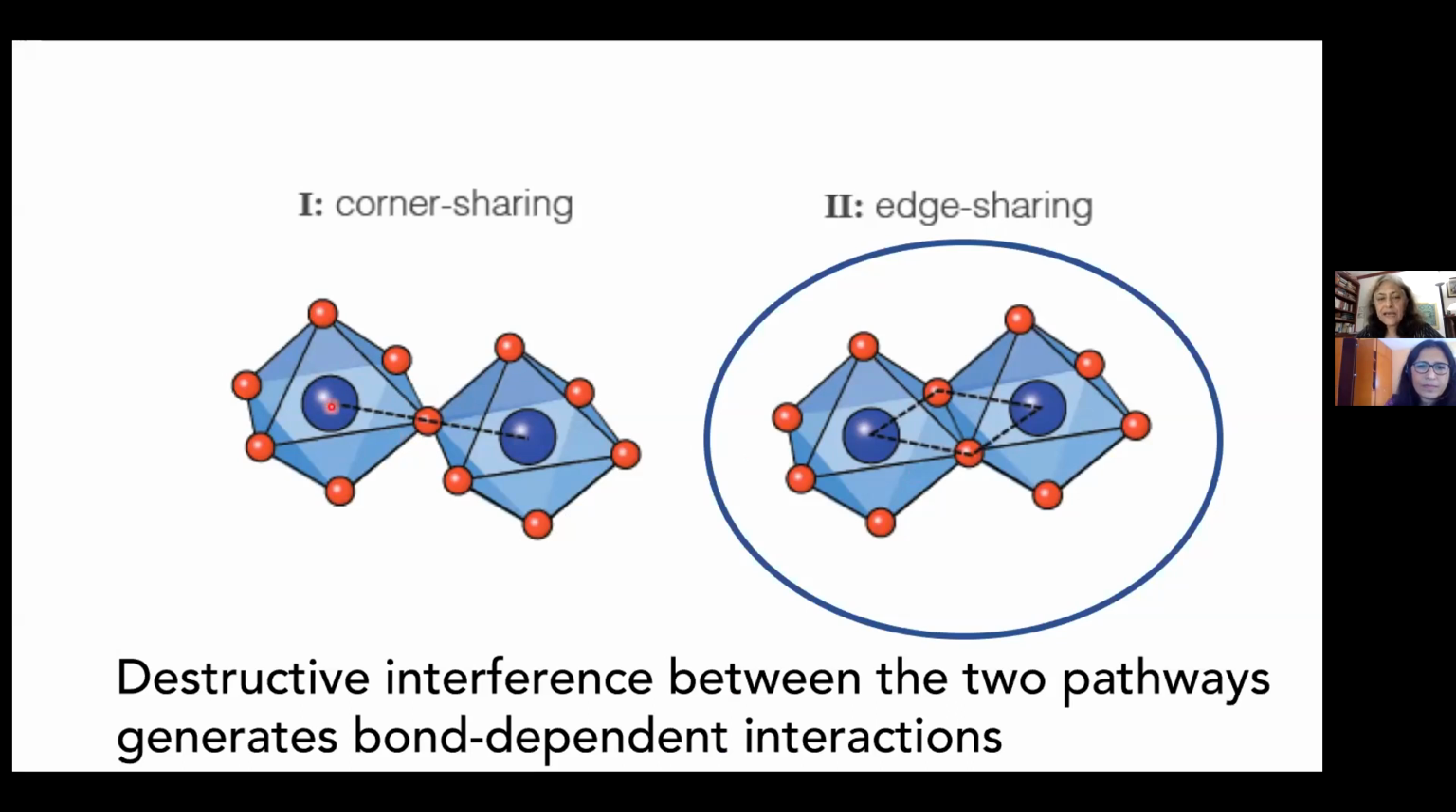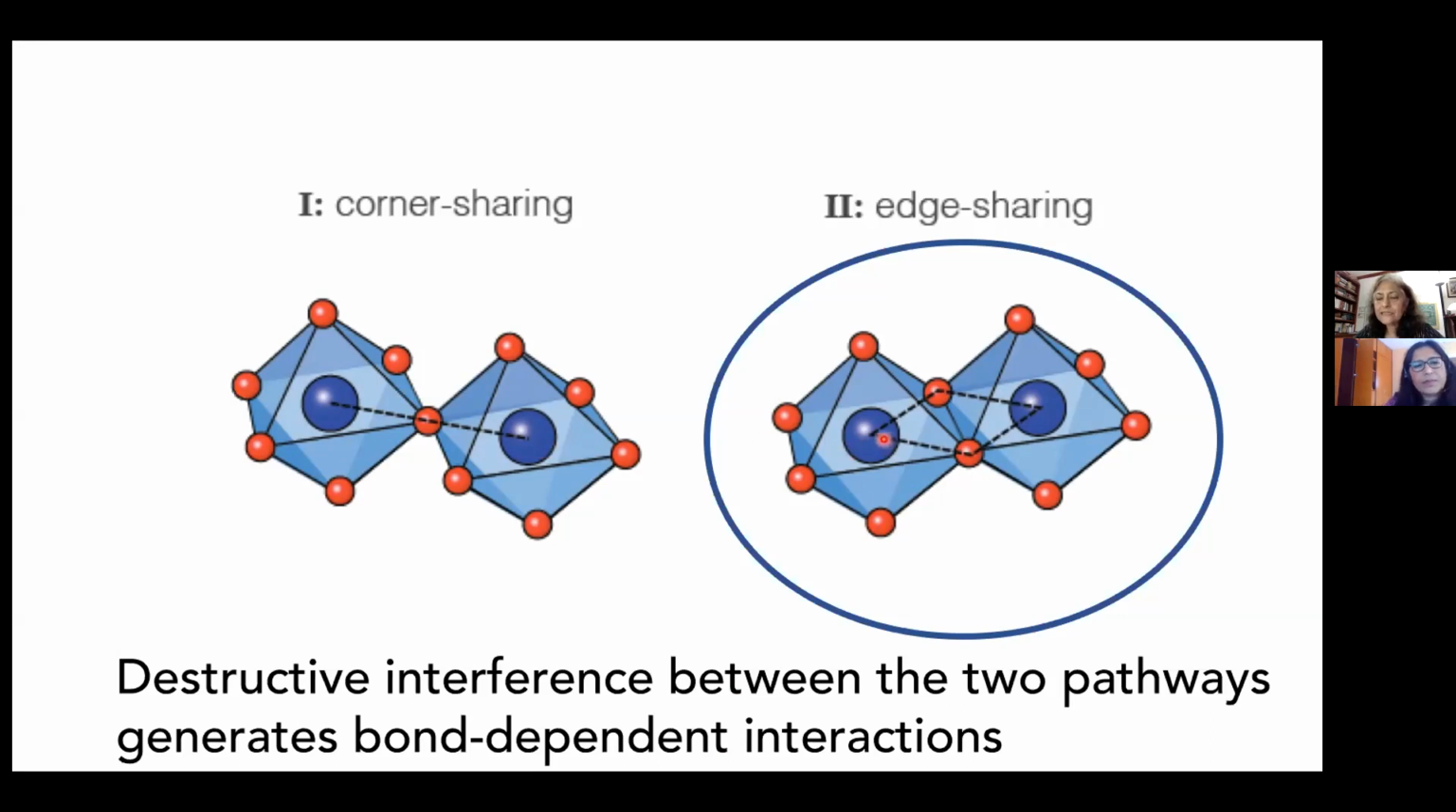And the reason for that is when it's corner sharing, there is a direct exchange between these 2 transition metal ions. And typically direct exchange between half-filled orbitals will lead to Heisenberg interactions, which are fully symmetric in spin space.